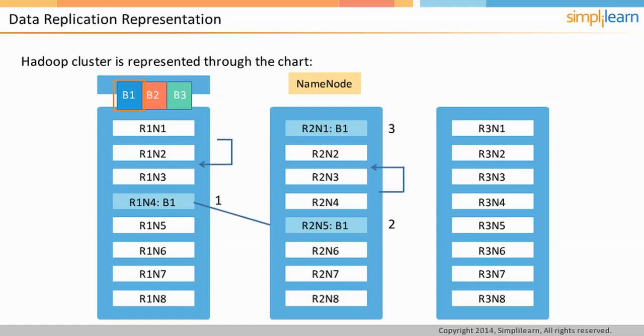B1 is first written to node 4 on rack 1. A copy is then written on a different rack, rack 2, in this case. In fact, it's written to node 5 on rack 2. The third and final copy of the block is written to the same rack as the second copy, rack 2, but a different node, which is node 1, in this example. In the next screen, we will discuss various ways to access HDFS.